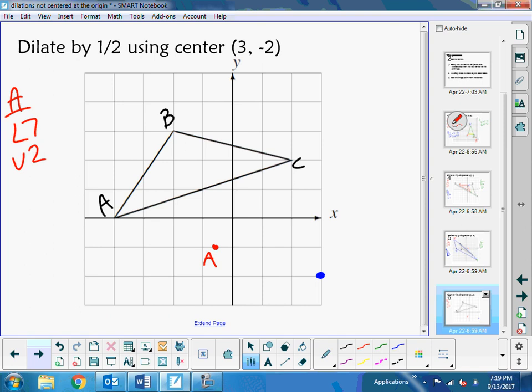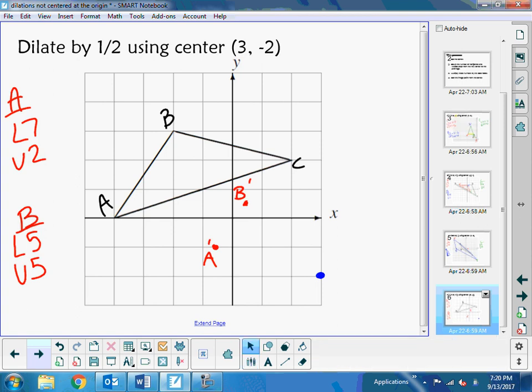All right, let's look at B. B is 1, 2, 3, 4, 5 to the left, and 1, 2, 3, 4, 5 up. So left 5 and up 5. So 2.5 both ways, right? So 1, 2.5, and 1, 2.5. Right here is going to be B prime.